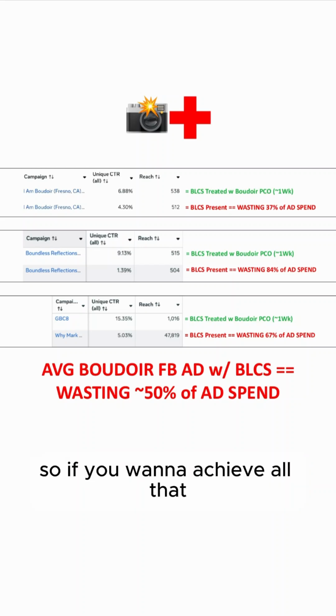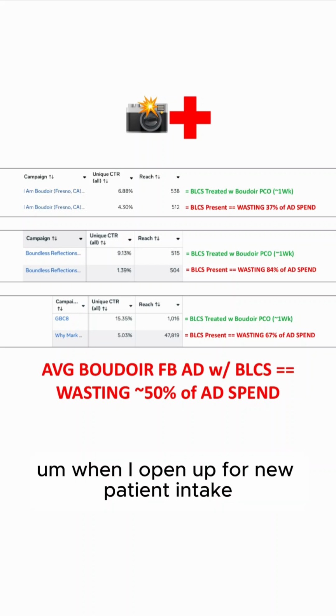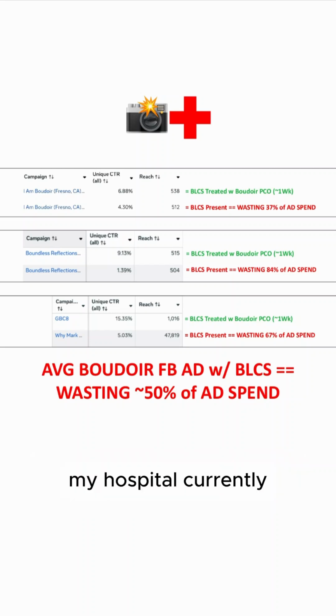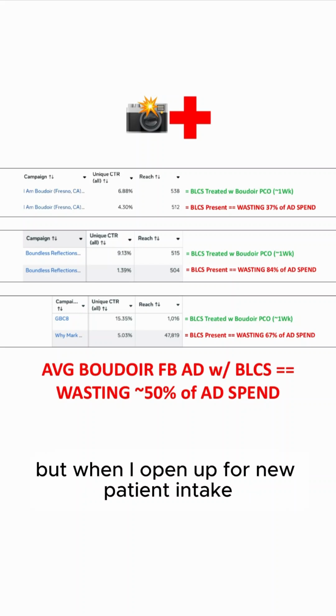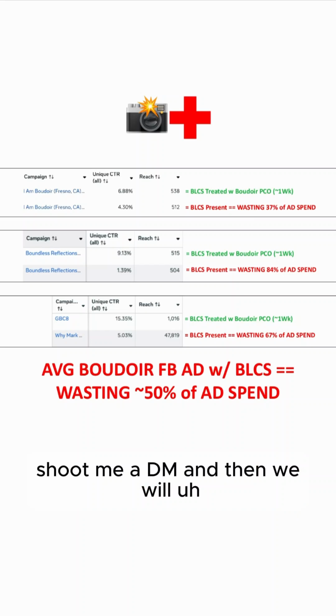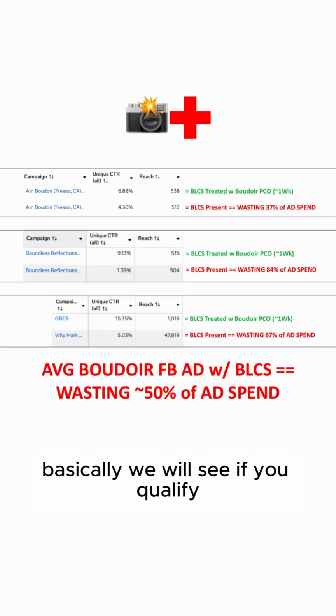So if you want to achieve all that, shoot me a DM when I open up for new patient intake. My hospital currently does not have new patient intake, but when I open up for new patient intake, shoot me a DM, and then we will basically see if you qualify.